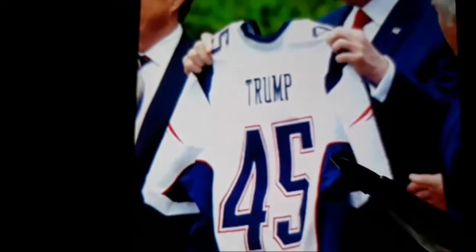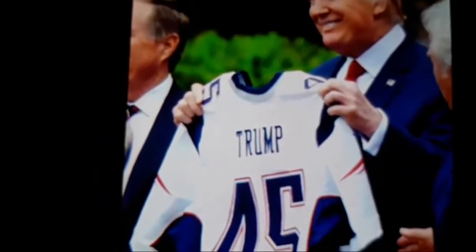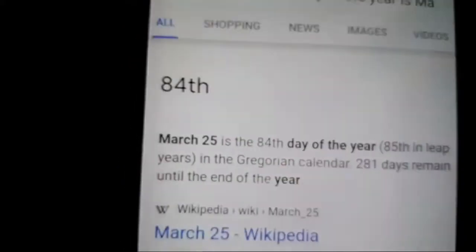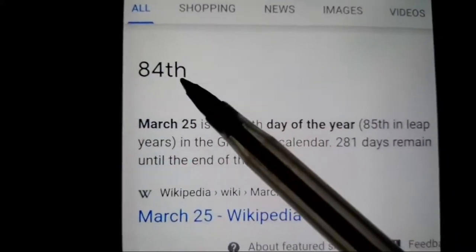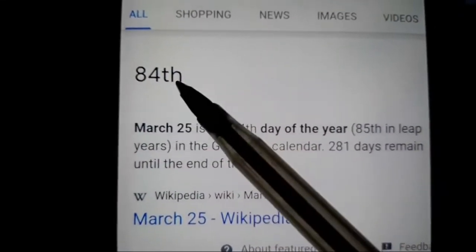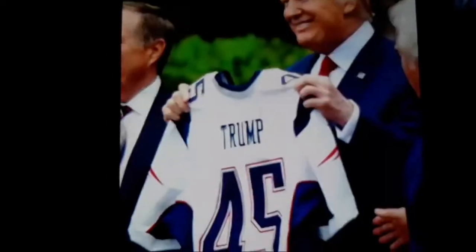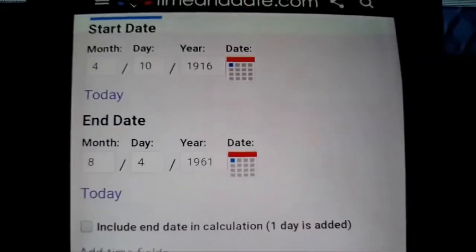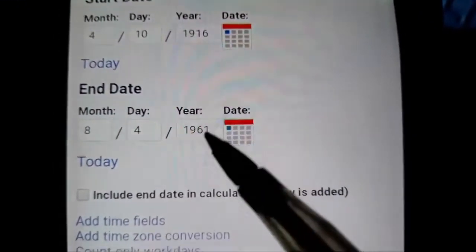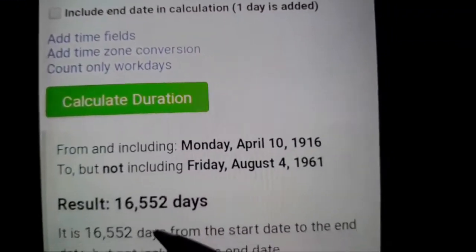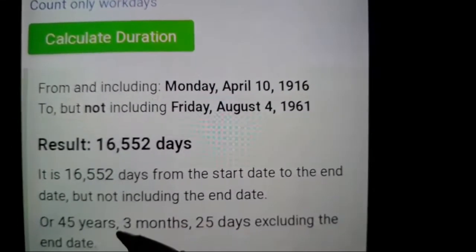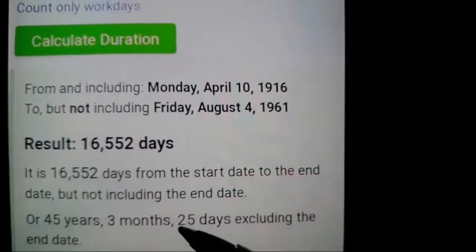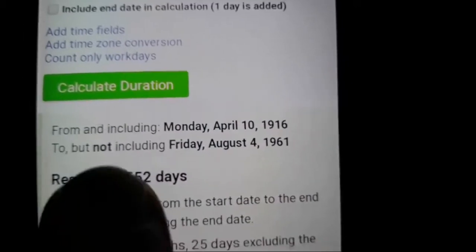So 45 is Trump, okay? 45th president. And 325 is the 84th day. And on 8/4, I told you Trump is going to have his deadly head wound, okay? So even on that day, from that birthday to that birthday, you got something, okay? The 45 years, 3 months, and 25 days. Okay, this is not a coincidence, okay?